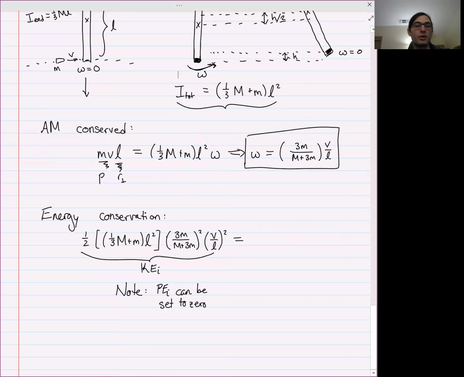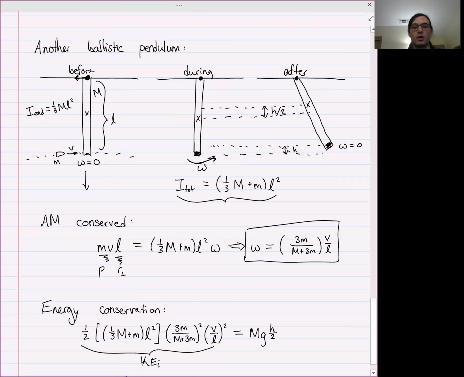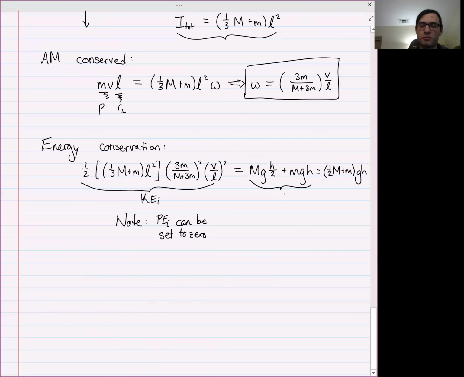So the potential energy gain of the rod is capital M times g times h over 2, because the center of mass of the rod increased its height by h over 2. The bullet also gained some potential energy. It gained a height of h, so its potential energy gain is just little m g h. And so we can factor that and write it as one half capital M plus little m, times gh. Okay, so this is the final potential energy.